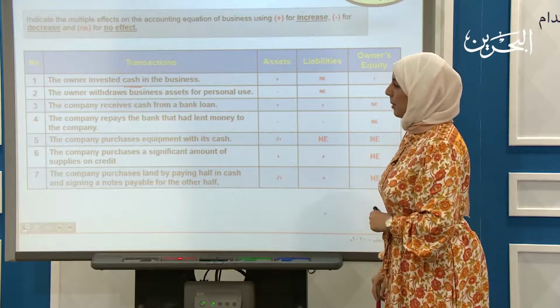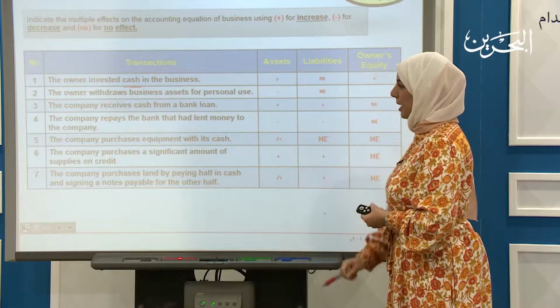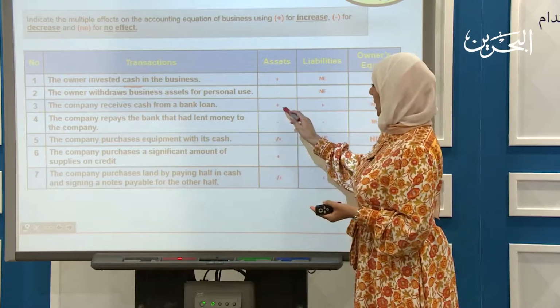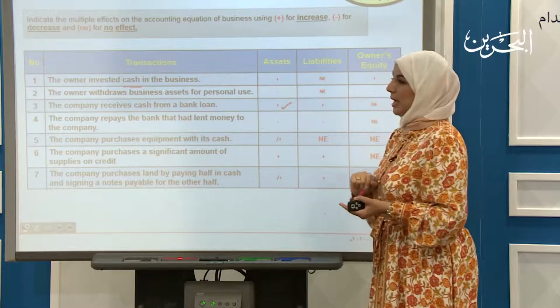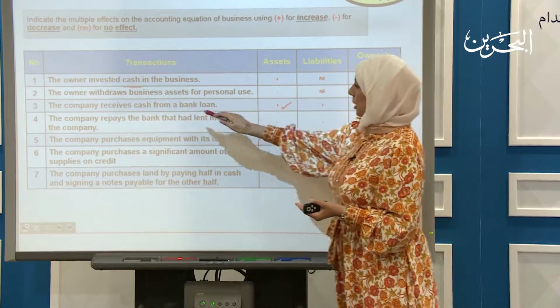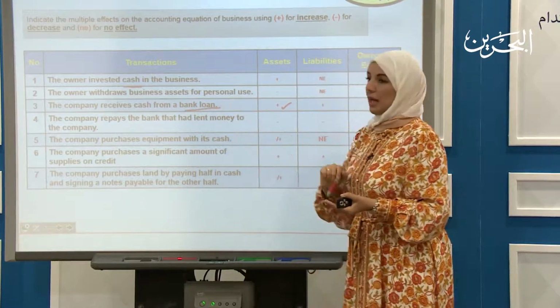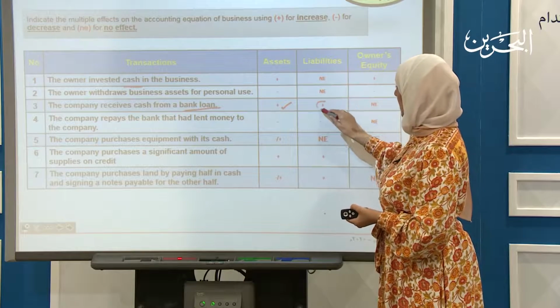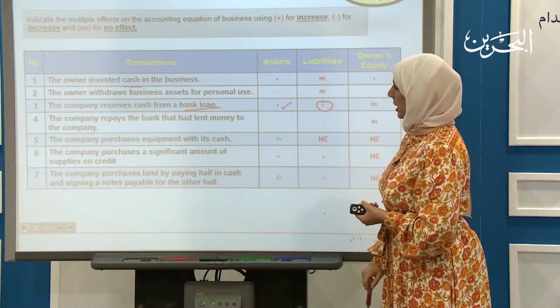Thirdly, the company receives cash from a bank loan. If I receive cash, the cash in my company will increase, and I know the cash is a type of asset. The bank loan means I have a liability, and the liability will increase in my company.